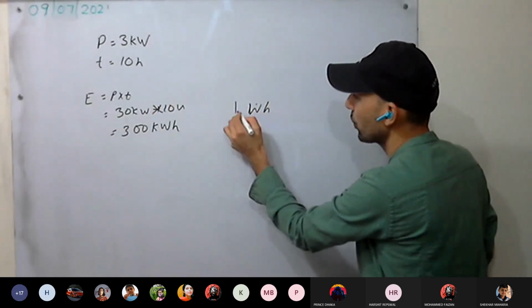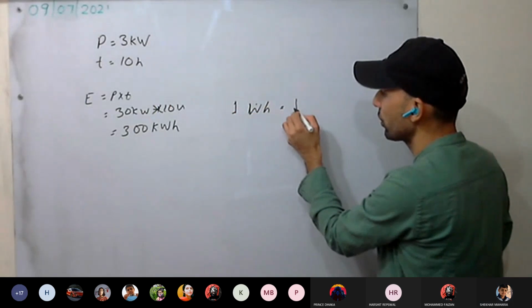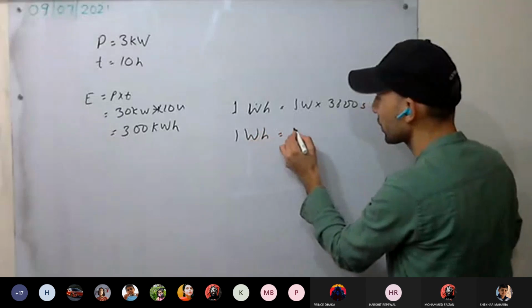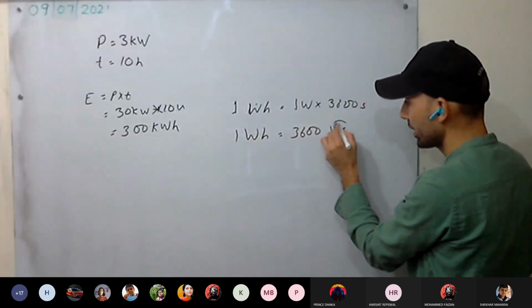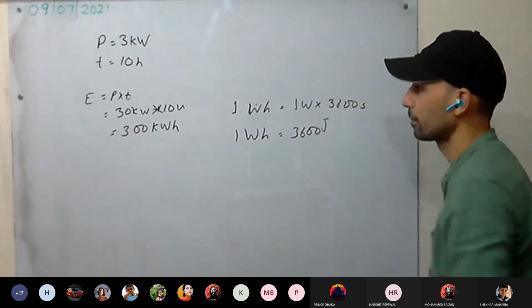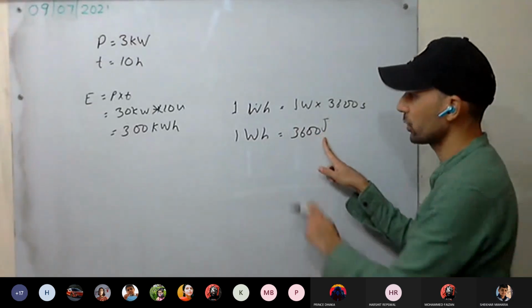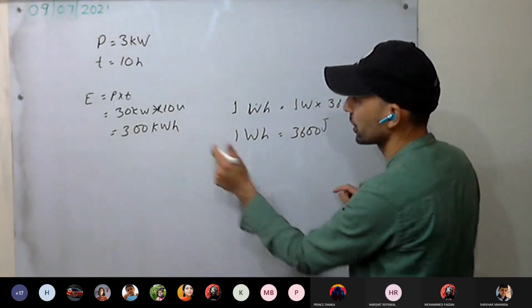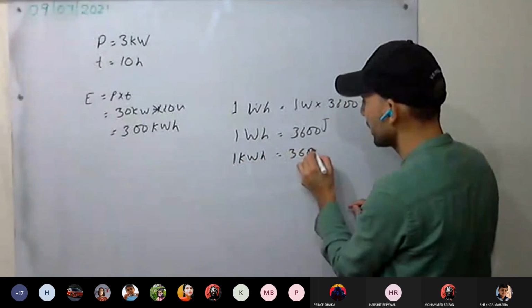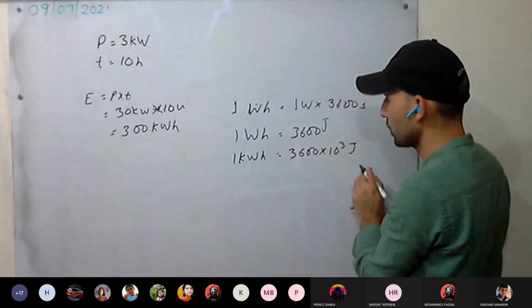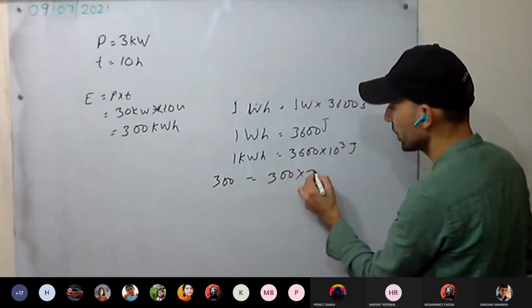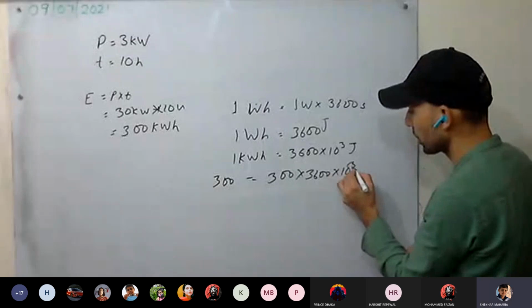We have studied watt hour. 1 watt hour is equal to how much? 1 watt into 3600 seconds. So 1 watt hour equals 3600 watt second, and this is nothing but 3600 joules. So 1 kilowatt hour will be 3600 into 10 raised to power 3 joules, and 30 will be 30 into 3600 into 10 raised to power 3 joules.